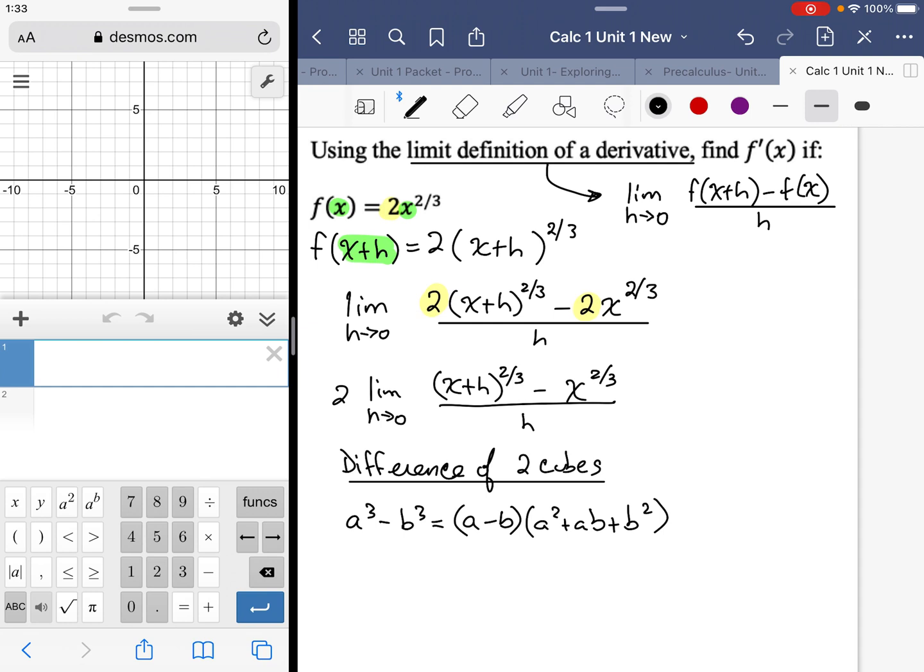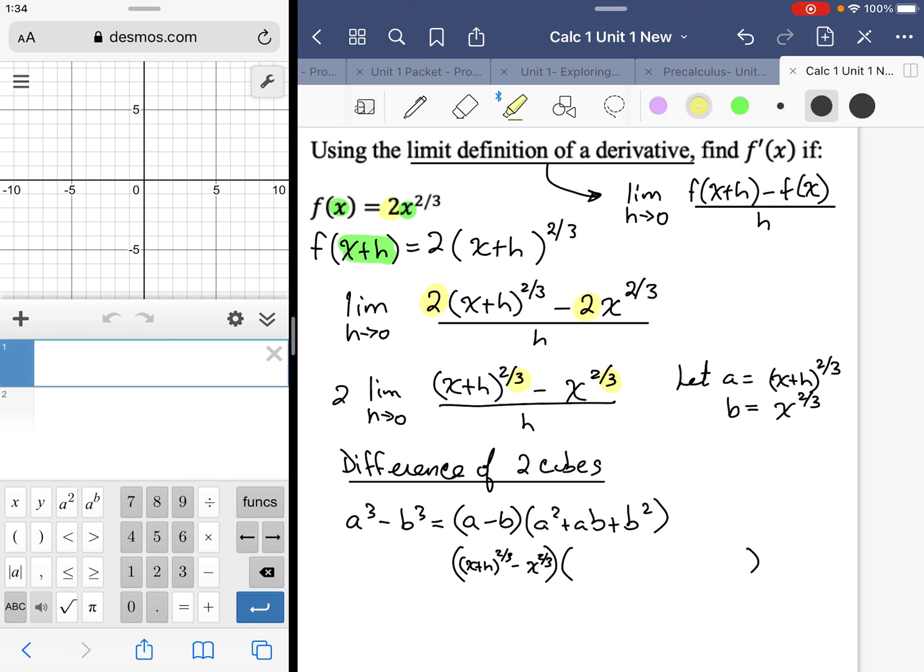All right. Now this is a cube root, not a power of 3. So if we assume that this expression here is going to take on the role of a minus b, all right, so we're basically saying let a be equal to x plus h to the 2/3, let b be equal to x to the 2/3. Using that information, we can come up with everything else.